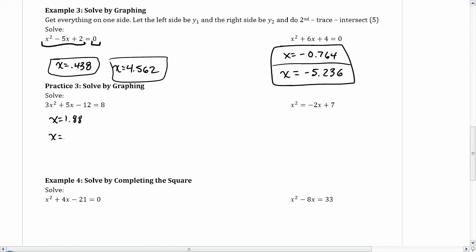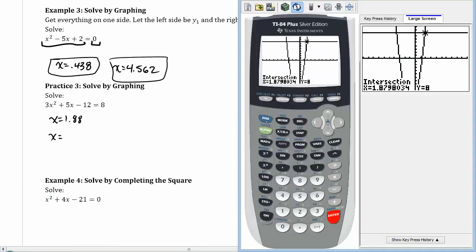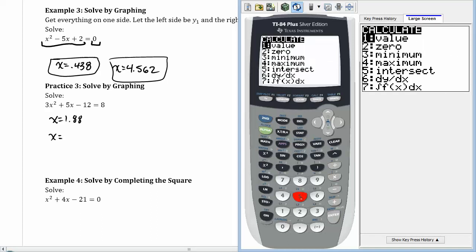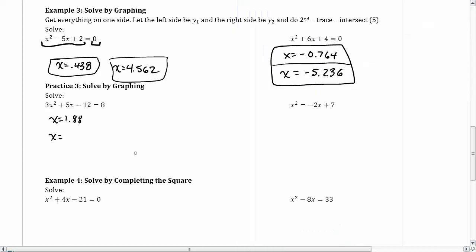Okay, and my other one is going to be a negative solution because it's over on the left-hand side over here. So again, do second trace intersect. Go to the left, down across the bottom, now up the left-hand side. And again, hit enter 3 times. So negative 3.55.